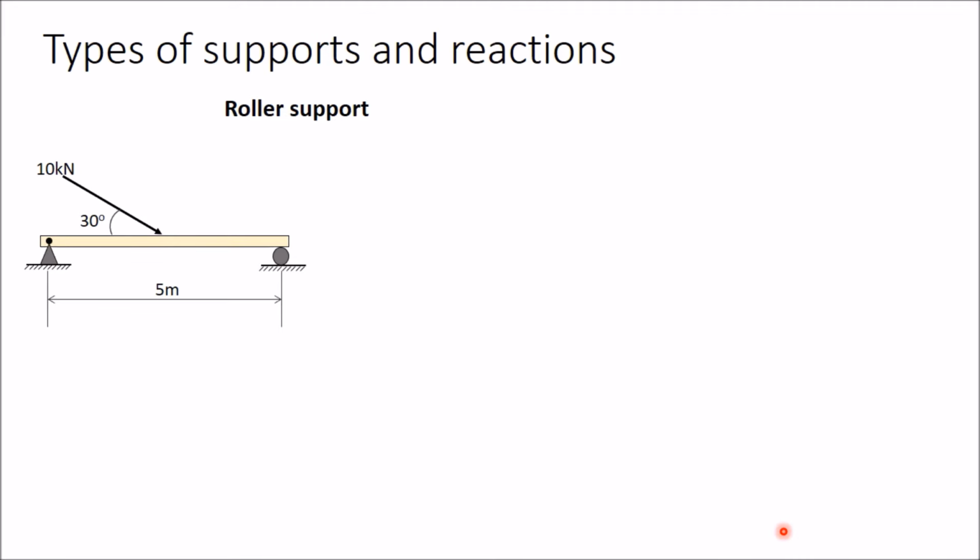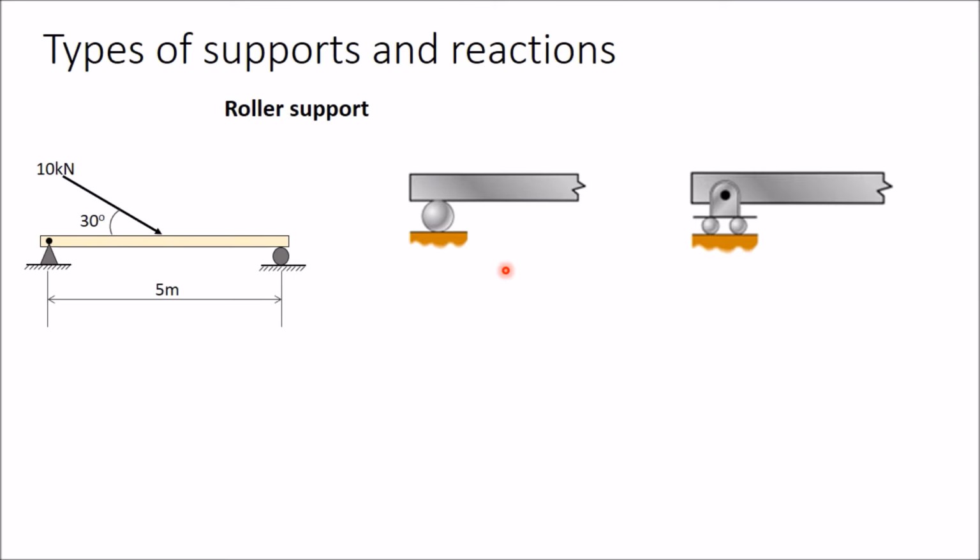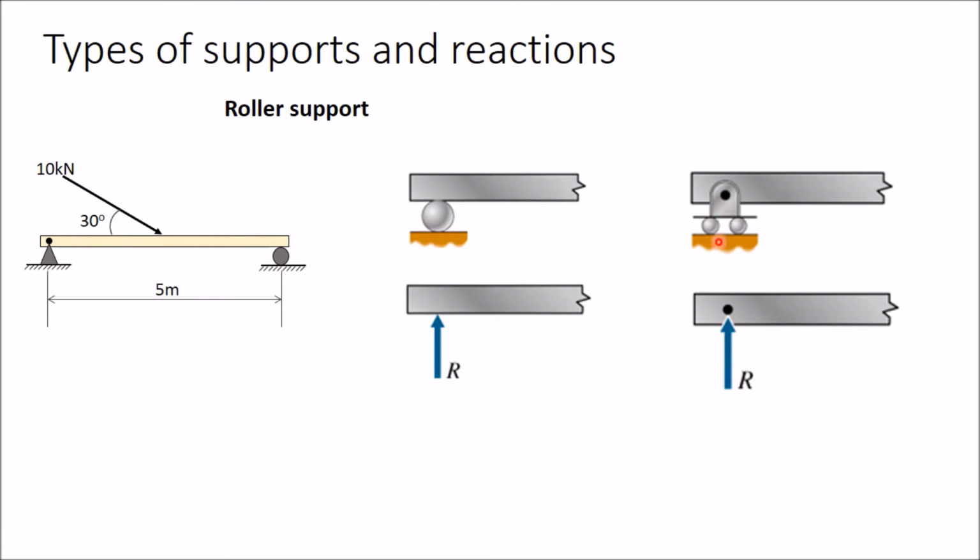First, I have taken a roller support, which is shown like this, and sometimes it is shown like this. In this case, the roller restricts motion of the body only in a direction perpendicular to the surface. Therefore, to remove this type of support, you should show only one reaction, which will be perpendicular to the surface on which this roller is placed, like this. Similarly, in this case also, you should show one reaction which is perpendicular to this surface.